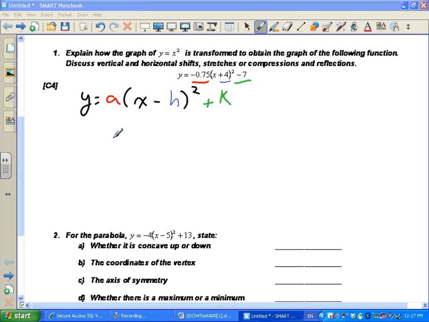First I'm going to discuss a, and what's important about a is there's 2 different types of things we can talk about. First of all, we can talk about stretches or compressions, and we can talk about reflections. Those are 2 separate things. So when I look at this number, I have negative 0.75. I'm first going to talk about reflections. Is this graph reflected?